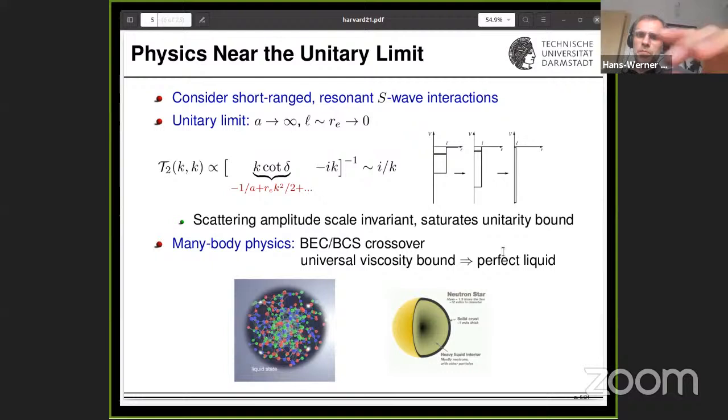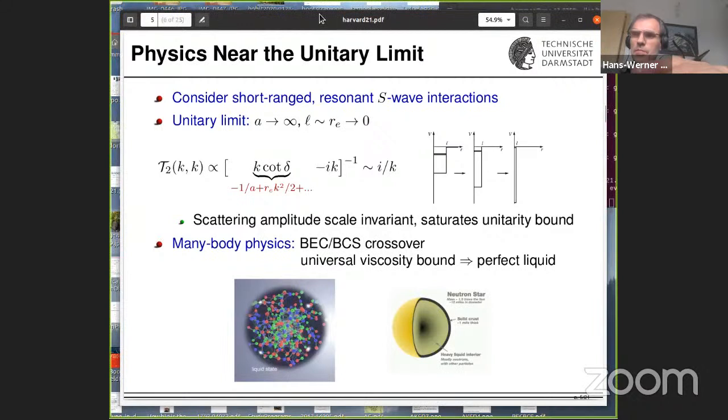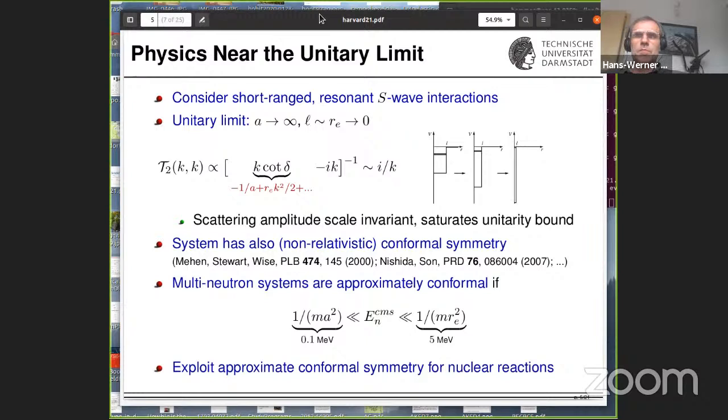And so what I will use is that the system also has a non-relativistic conformal symmetry. So this was realized in this paper by me and Stewart and Wise. And if you want to get all the details on the conformal symmetry of this system, there is a nice paper by Nishida and Son, which summarizes all of the important facts about this and derived many new properties.